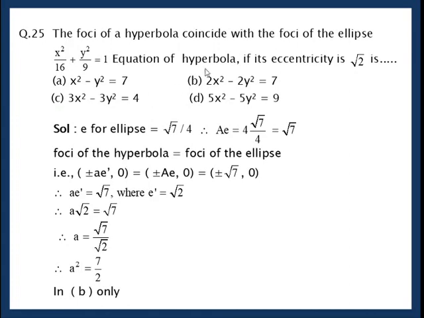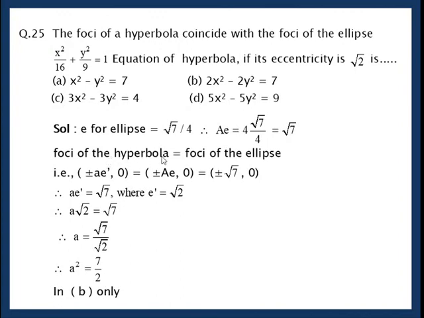The foci of a hyperbola coincide with the foci of the ellipse x square upon 16 plus y square upon 9 equal to 1. Equation of the hyperbola if its eccentricity is root 2 is. Now for the given ellipse, find the eccentricity. It is root a square minus b square upon a for an ellipse, and for a hyperbola it is root a square plus b square upon a. So given is an ellipse, so root 16 minus 9 upon 4. Yes, so eccentricity is root 7 by 4. Now what is ae? It is root 7.